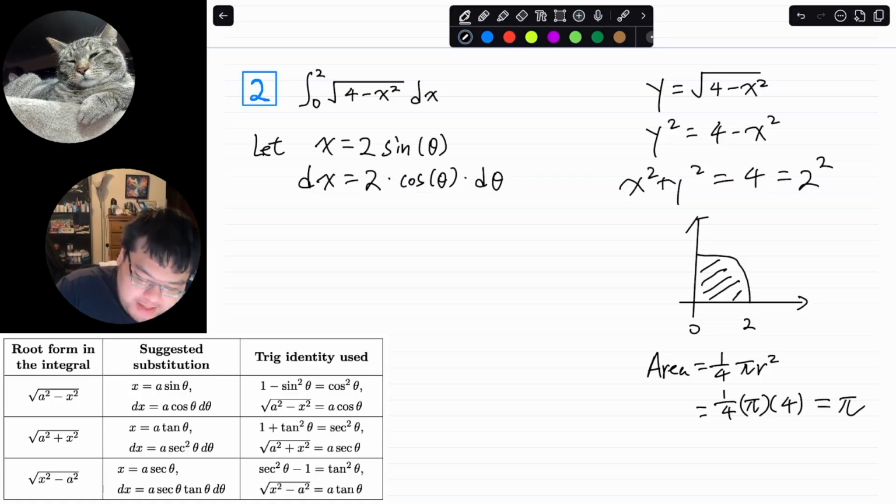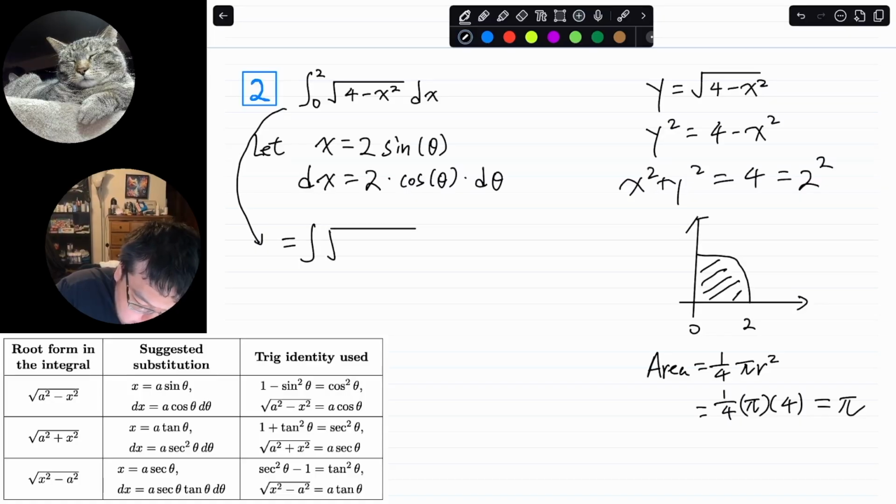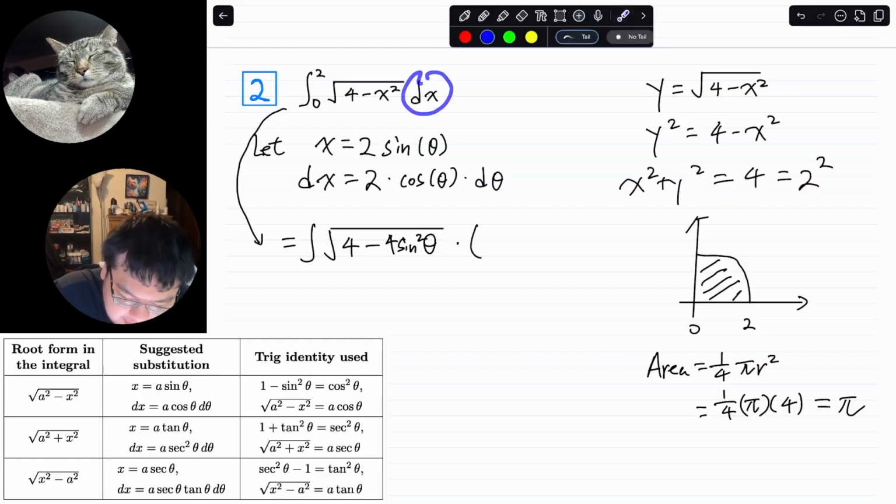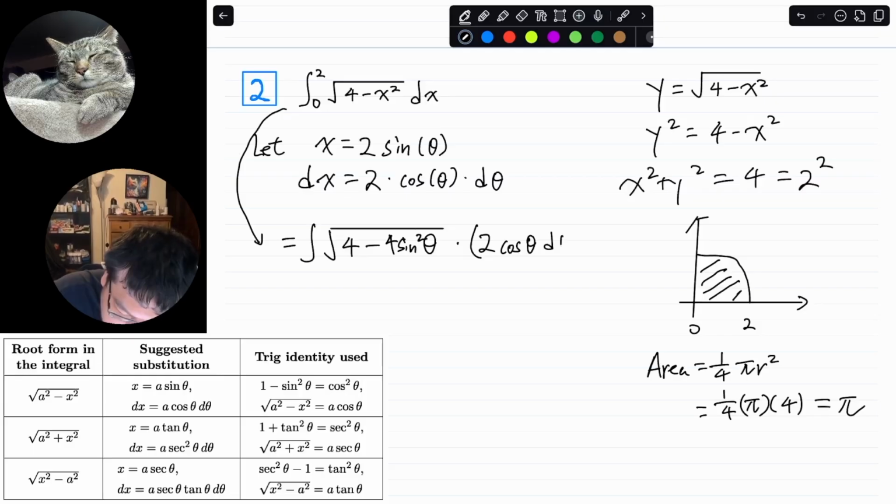So now we can substitute everything back in. This guy will equal the square root of 4 minus, so what is x? x is just 2 sine theta, right? So that will be squared, so it's 4 sine squared theta. And times, what is my dx? dx is just this guy, right? So we have 2 cosine theta d theta.